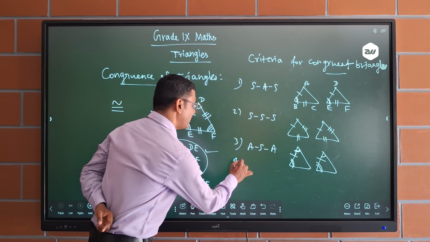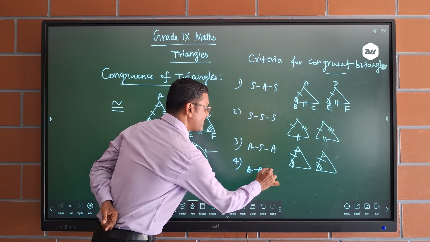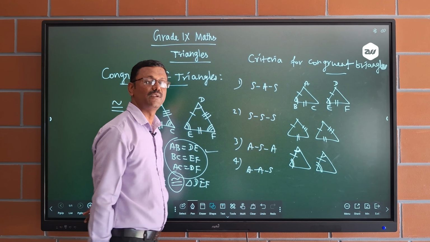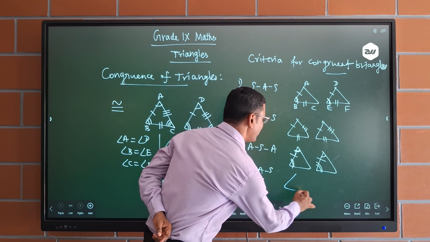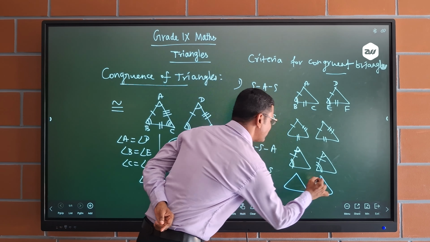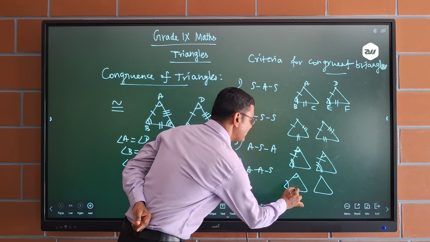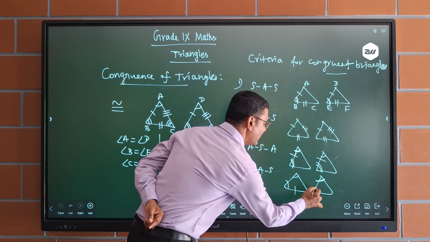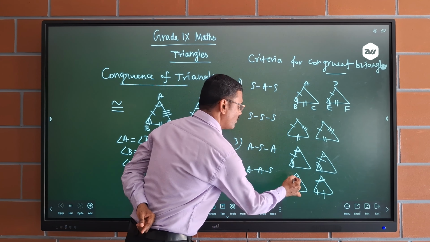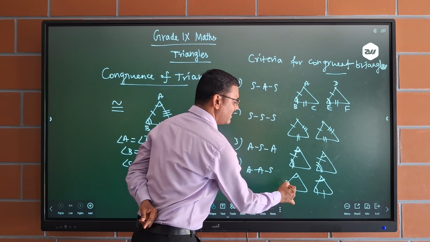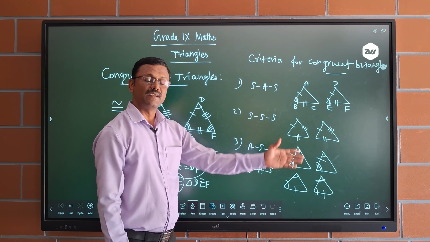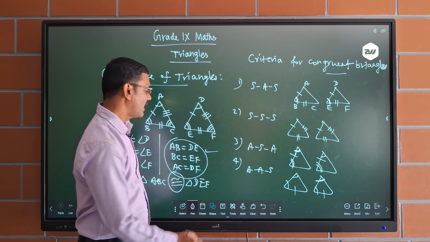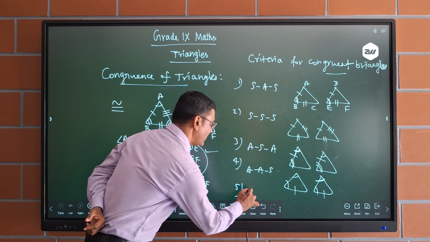And the fourth one is the AAS congruence. AAS means what? Once again, angle, angle, side. Two corresponding angles and one side. So if two angles and one side are correspondingly equal, then they are congruent triangles. At last we have the RHS criterion.